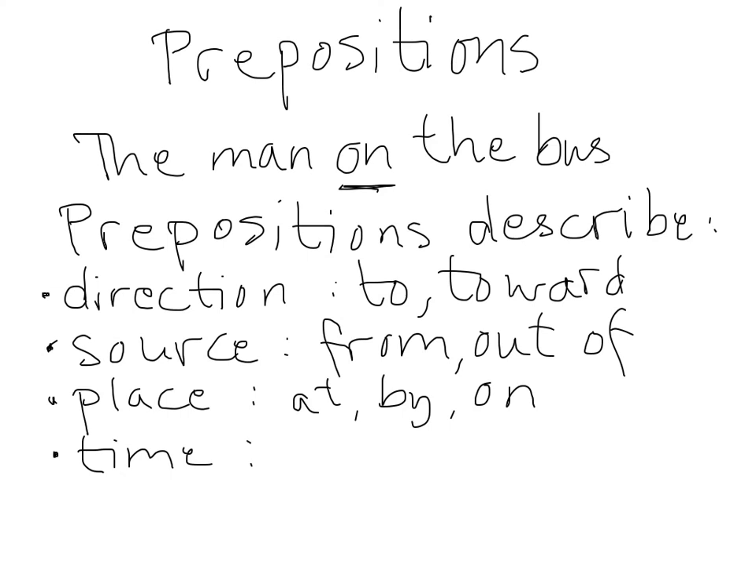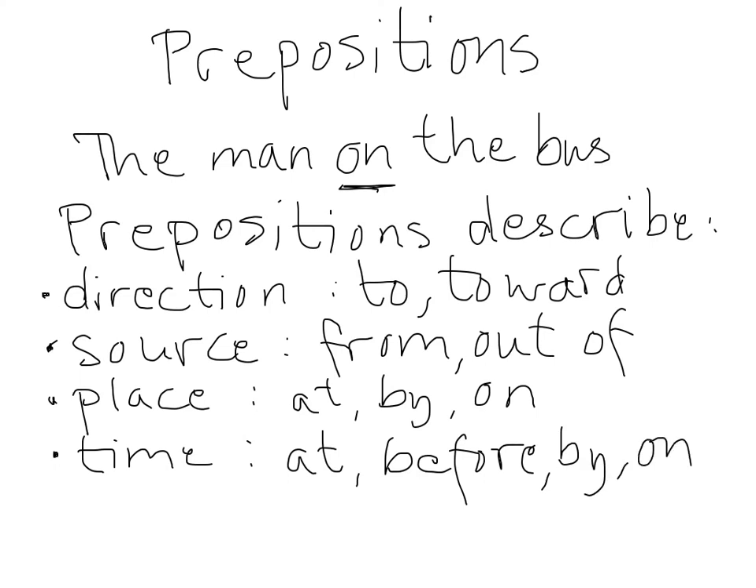And prepositions that have to do with time are at, before, by, and on. So you see that some prepositions, the same word can be used for several things. So at and on, for example, they can be used both for time and place.